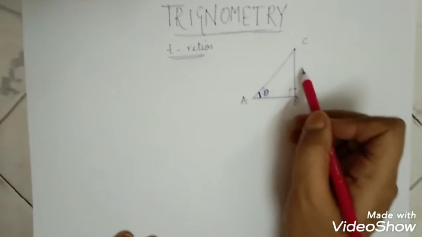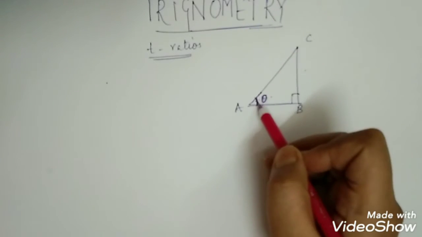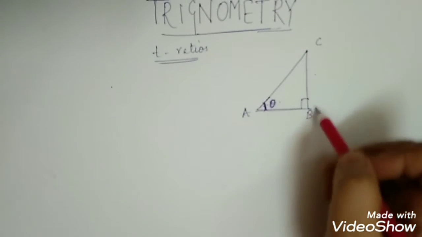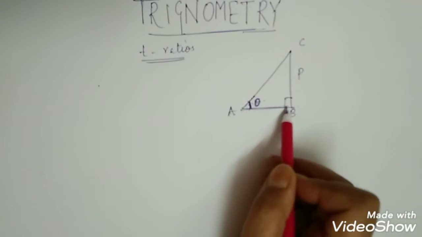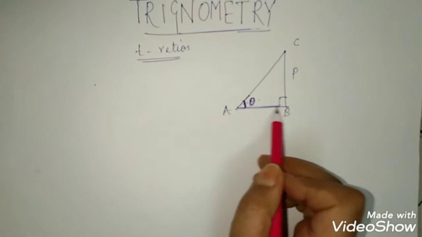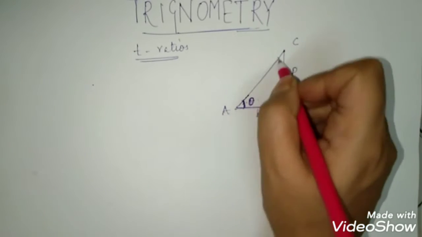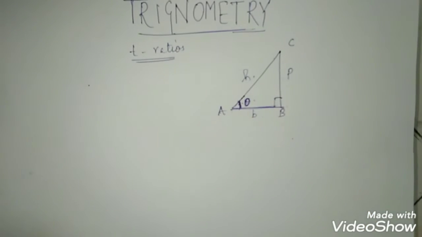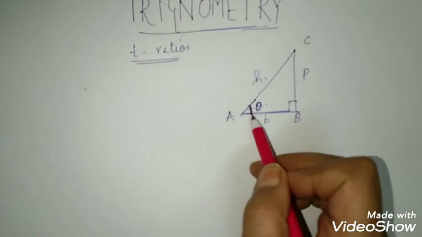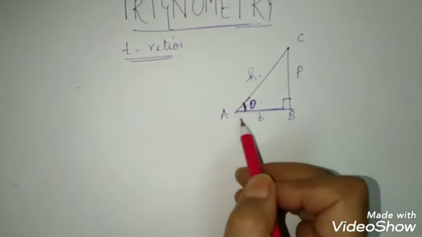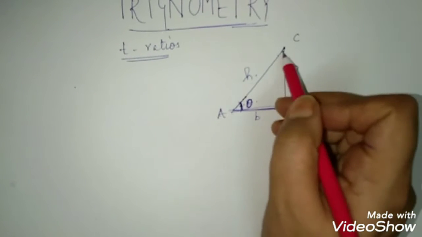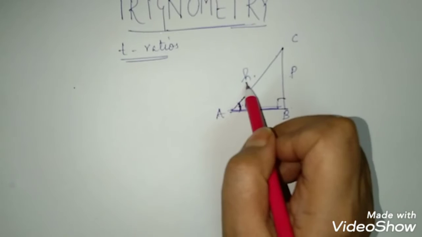Perpendicular is always the opposite side. This is the angle, and the opposite side is BC, so this is our perpendicular. The adjacent side is the base. So theta is here, the adjacent side is the base, and this is the hypotenuse. Again, suppose you have to find this angle, then the opposite side is always perpendicular, the adjacent side is base, and the longest side is hypotenuse.